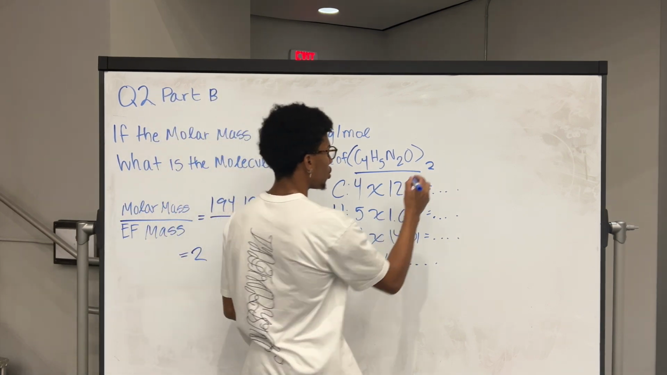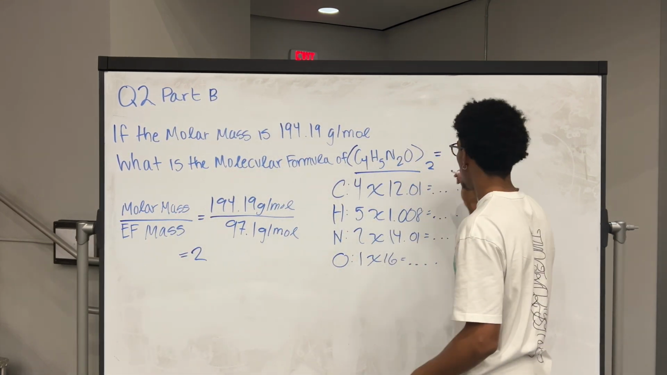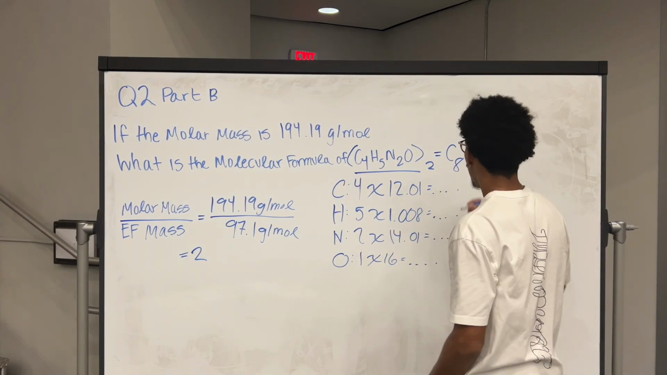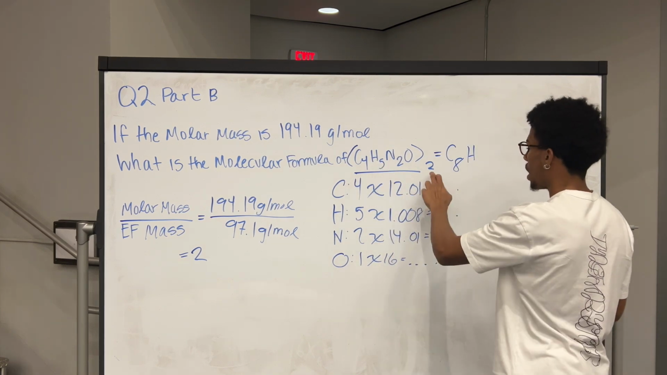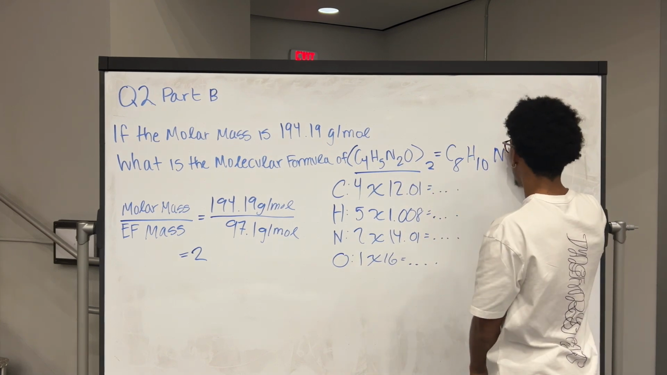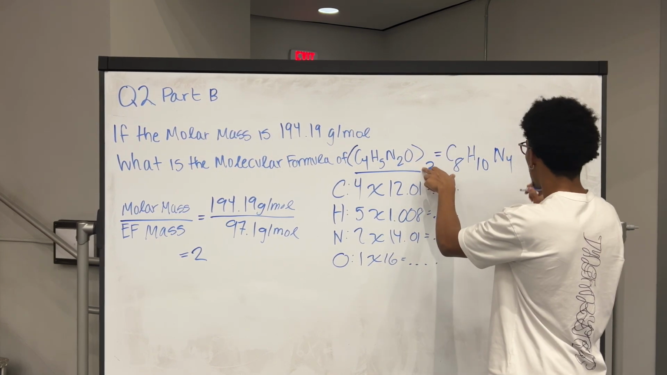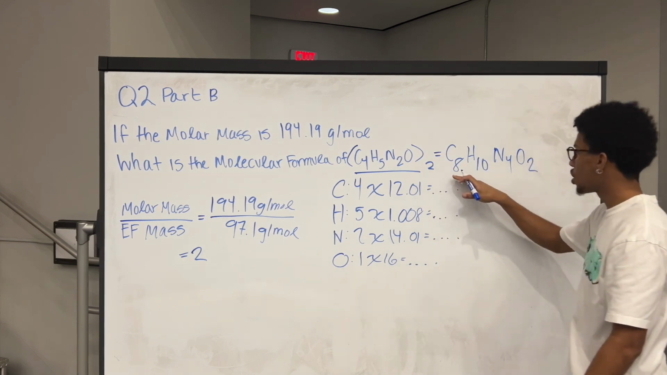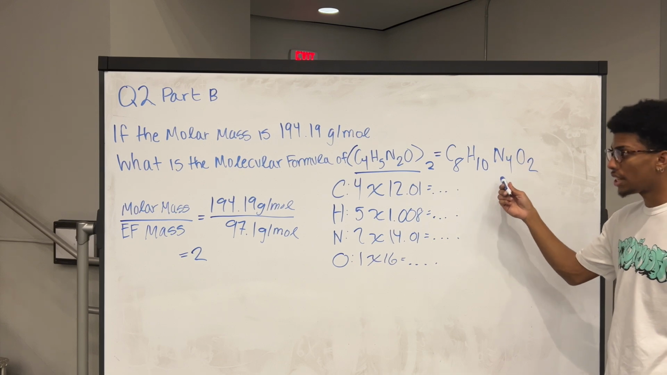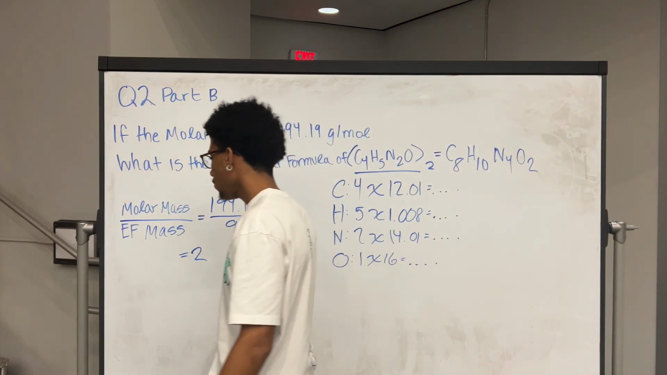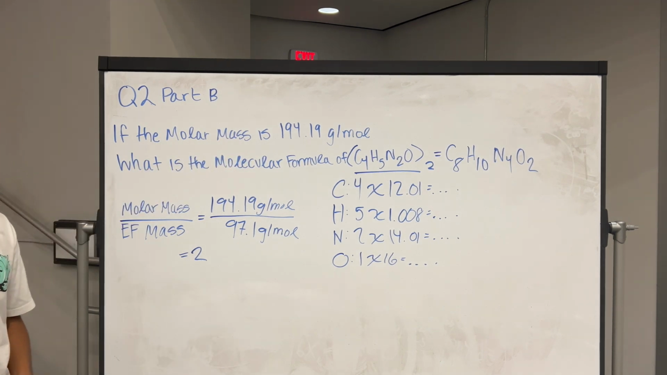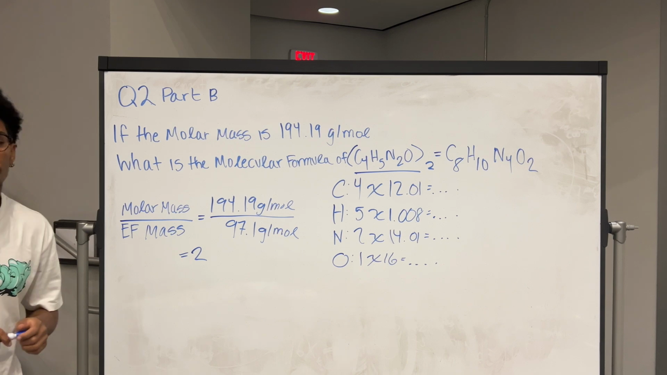So when you multiply each of these, you're going to get C has 4 times 2 is 8. H, 5 times 2 is 10. Nitrogen, 2 times 2 is 4. Oxygen, 1 times 2 is 2. And so this is your molecular formula. If you solve for the molar mass of this compound, you're going to get 194.19 grams per mole. And this is how you solve question 2, part B.